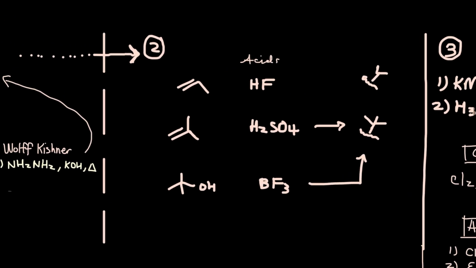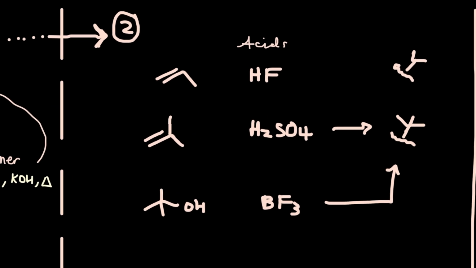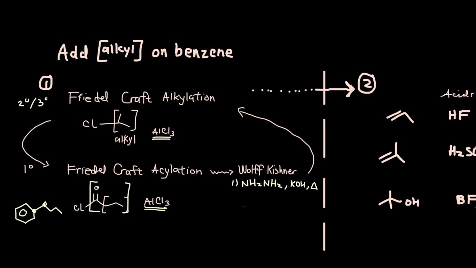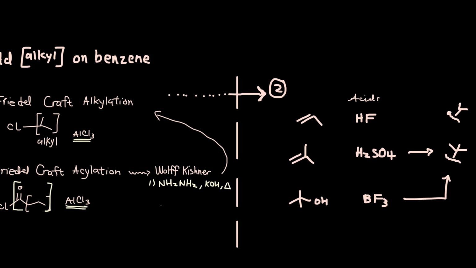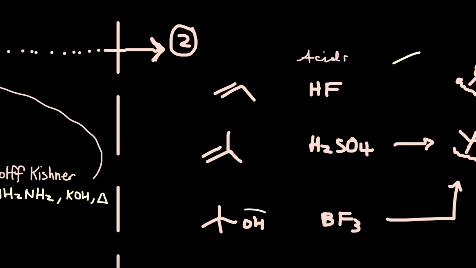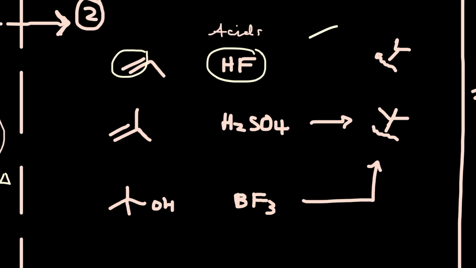Now, there are other options of adding a branch onto your benzene. You don't have to use an alkyl branch plus leaving group if you want a secondary or tertiary alkyl. Okay, this is only for secondary, tertiary. You could also start with alkene or alcohol. So the point is here, alkene plus acid will give you a carbocation, which might rearrange. Okay, whereas for this one, this is acid catalyzed elimination.